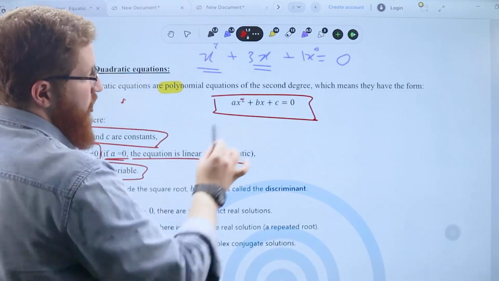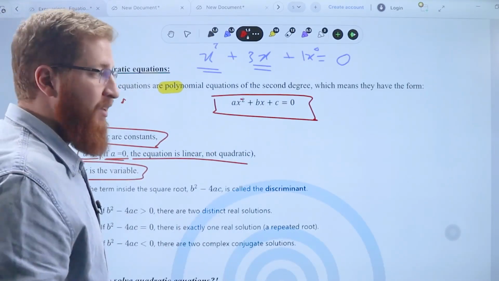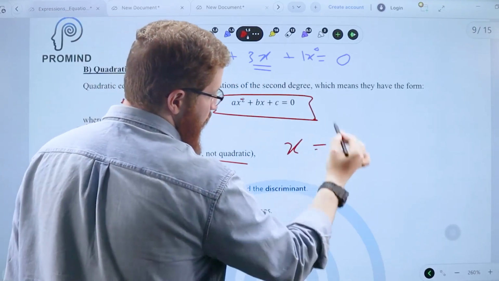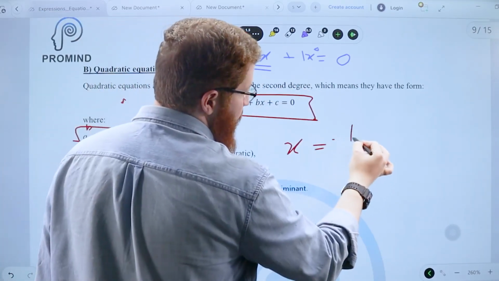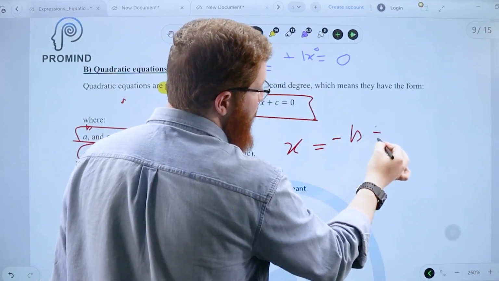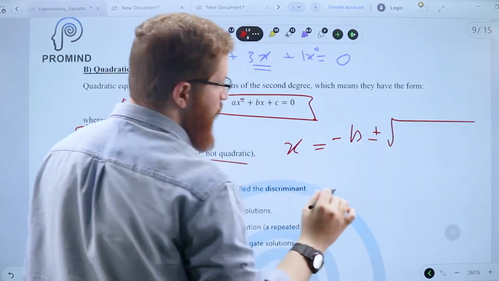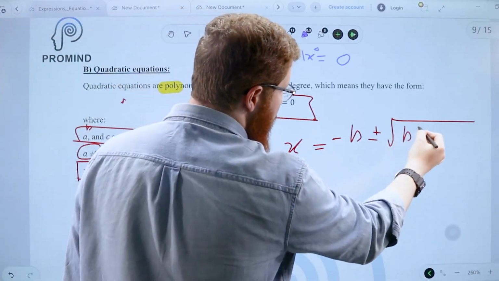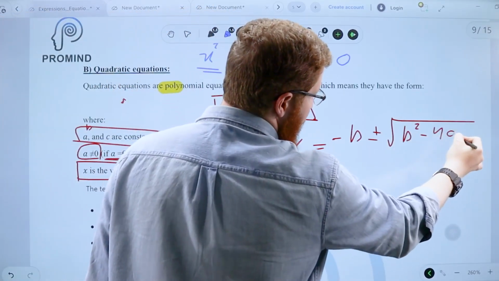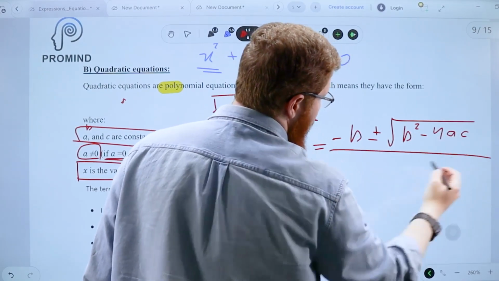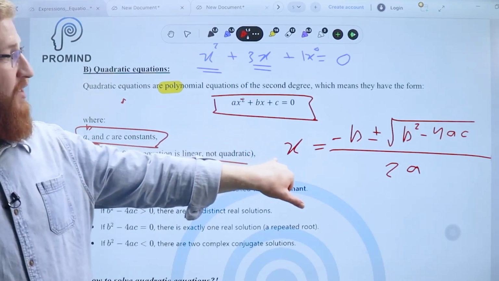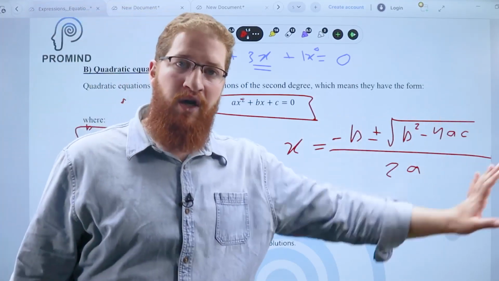Usually, for this kind of equation, we have a general formula that will give us the solution. The formula says x equals minus b, plus or minus the square root of b squared minus 4ac, all over 2a. The value of x is determined by using this formula.